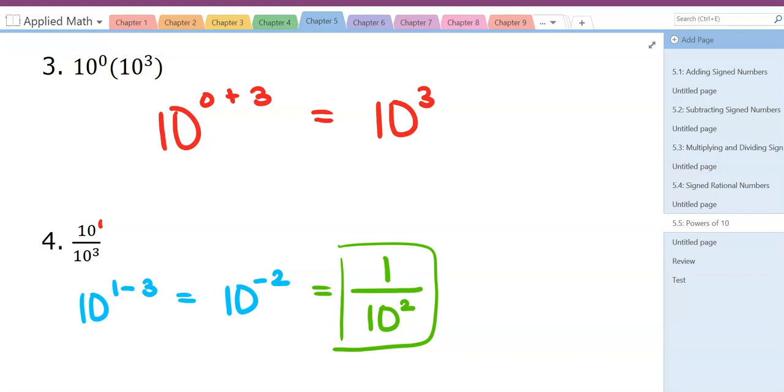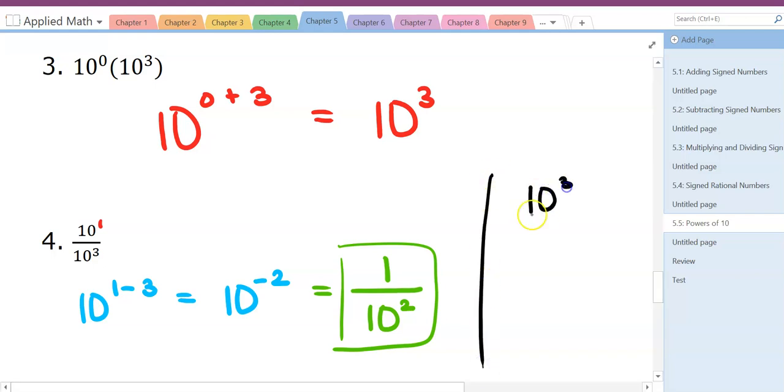Like 10 to the 3rd over 10 to the 1? Yes. So if it said like this instead, then you would do 3 minus 1 and you'd get 10 squared. So you wouldn't have to write that one as a fraction because the exponent stayed positive.